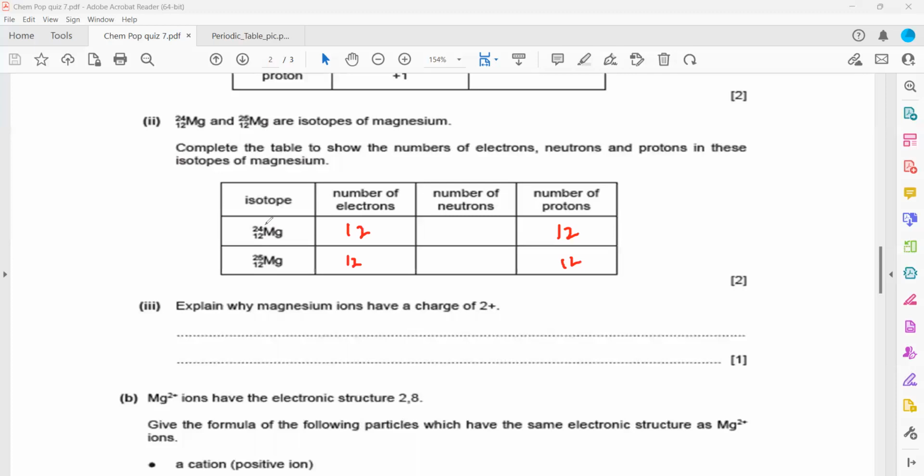To get a neutron, we take a difference, 24 minus 12. So this will be 12. 25 minus 12, that will be 13.